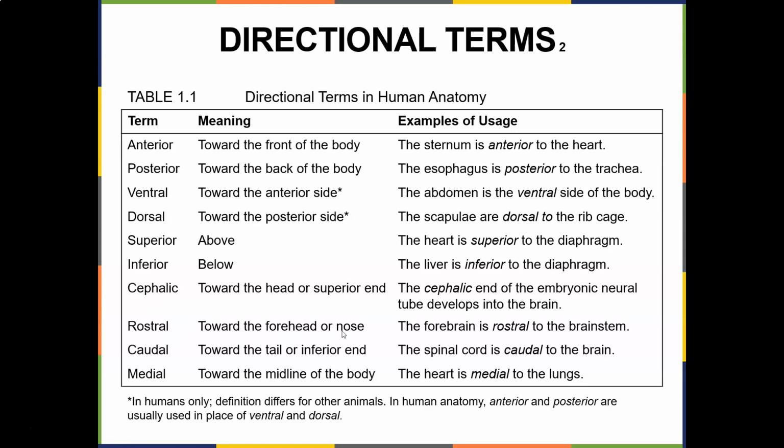Rostral, toward the forehead or nose. The forebrain is rostral to the brainstem. Okay. Caudal, toward the tail or inferior end. The spinal cord is caudal to the brain. And medial, toward the midline of the body. The heart is medial to the lungs.